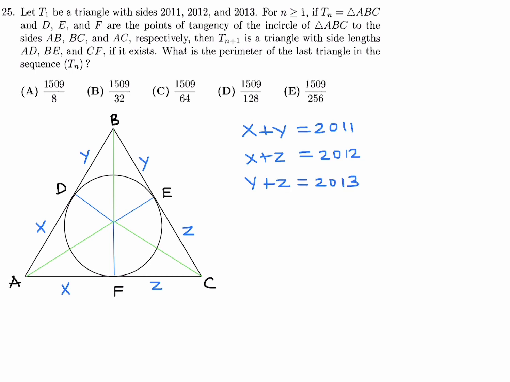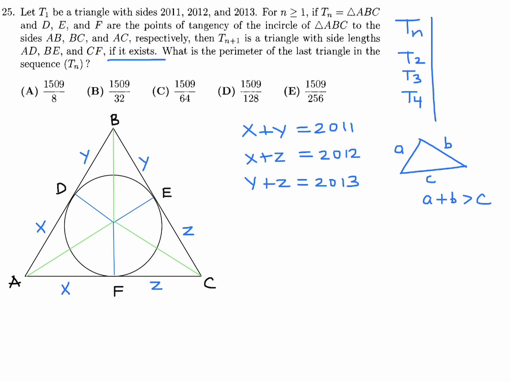Now we want a general formula for what X, Y, and Z will be for each T_n. T1 we know, but what will it be for, say, T_n? Then we can calculate it for T2, T3, T4, and eventually we'll get to a T that doesn't exist, in the sense that you can't make a triangle, because in any triangle we have a fundamental triangle inequality: two sides have to be greater than the third side. So let's first solve for X, Y, and Z. But I want a general formula. I do want numbers, but I want a general formula that will help me get numbers for all of these.